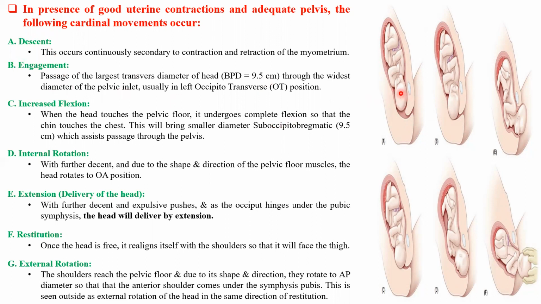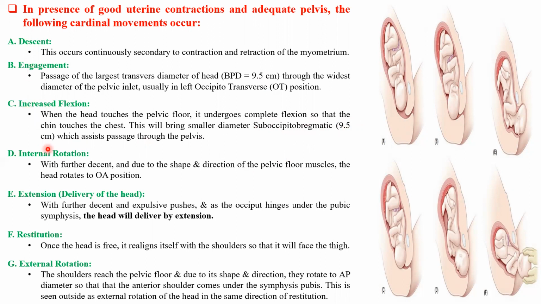Once the head is engaged, it will continue descent till it touches the pelvic floor muscles. Once it touches the pelvic floor muscle, the head will undergo complete flexion. With complete flexion, the chin will be touching the chest, and this will bring the smaller diameter, which we mentioned before, which is the sub-occipitobregmatic diameter, 9.5 centimeter. This smaller diameter will help the head to pass smoothly through the pelvis. So now descent, then engagement, then increased flexion.